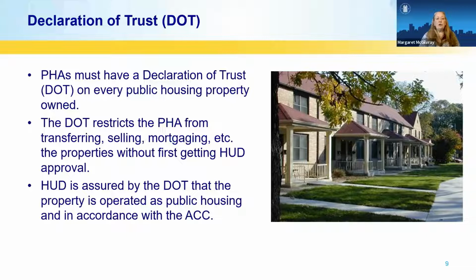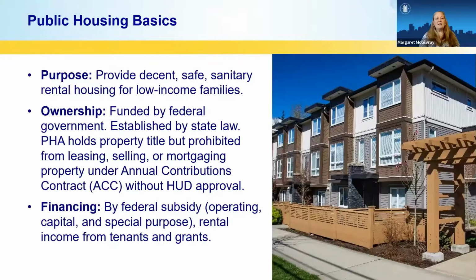So let's get into a few of the facts and figures around the public housing program. So what is public housing? As noted previously, public housing was established to provide decent, safe rental housing for eligible low-income families, the elderly, and persons with disabilities. Public housing comes in all sizes and types, from scattered single-family homes to high-rise apartments for elderly or families.